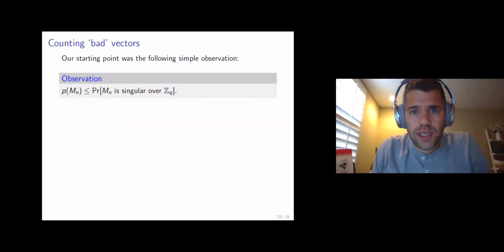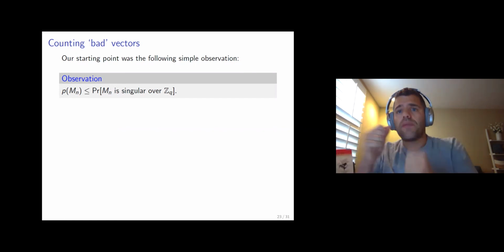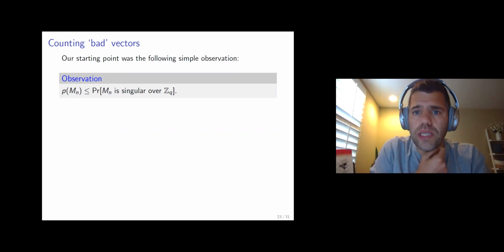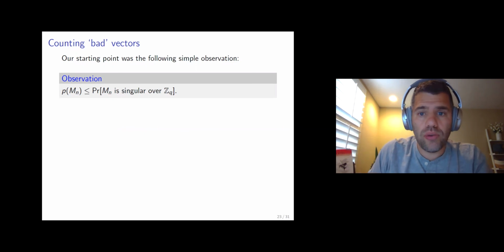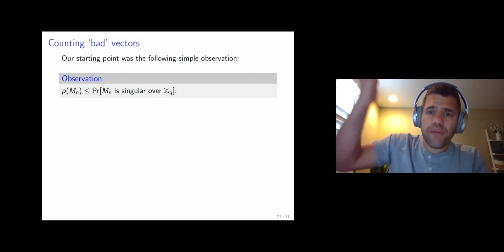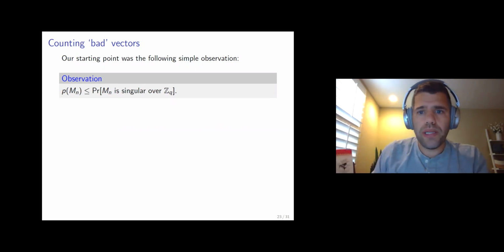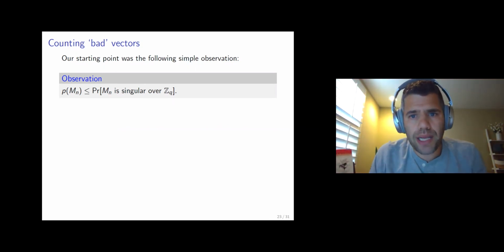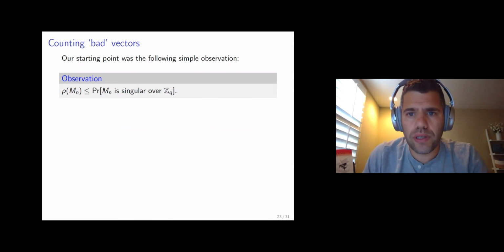It looks like too much, because you can lose a lot. It sounds too lossy, and indeed it's lossy if q is small, right? But what I'm trying to explain here is that if I can show that even mod some q this probability is small, then clearly it implies the same thing over the rings.